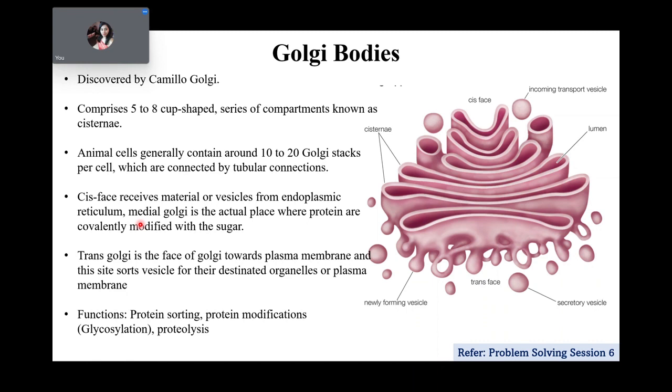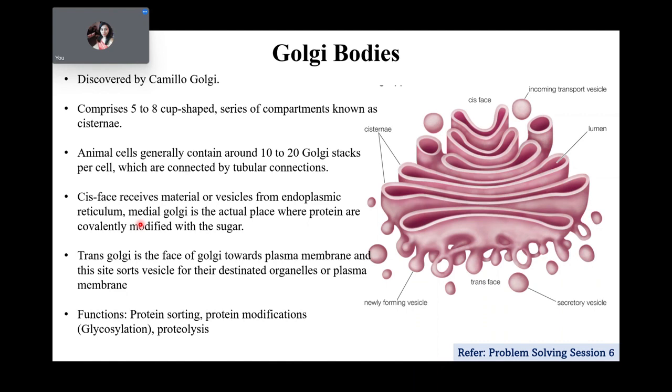Then the trans Golgi is where you have the Golgi. This part is facing the plasma membrane, so this side sorts the vesicles for the distinct organelles or the plasma membrane. As I already mentioned, there are several functions for Golgi bodies, for example, protein sorting and protein modification via glycosylation or proteolysis. So what happens is, it's not always this anterograde movement.